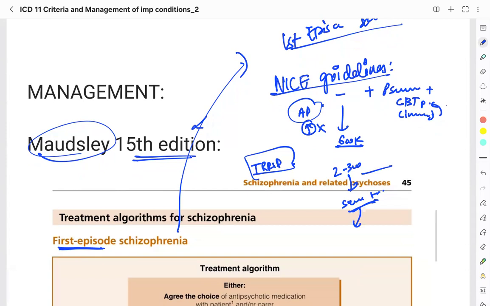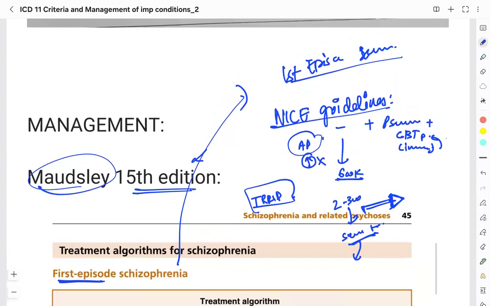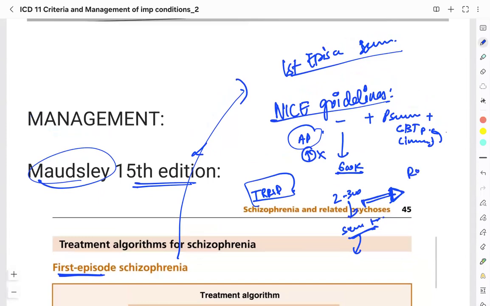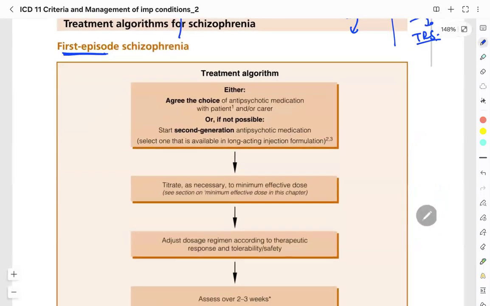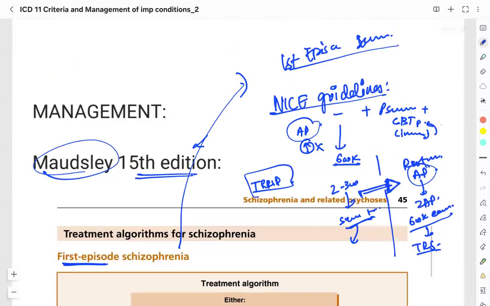But after that, they also write something very contradictory: that for resistance to antipsychotics, at least two antipsychotics have been tried for 6 weeks each. Only then do they call it treatment resistant schizophrenia. So very contrasting things that they write over here. We'll come to your part as well.